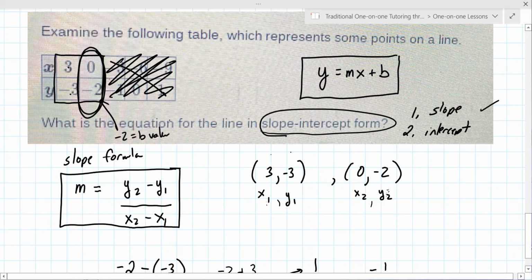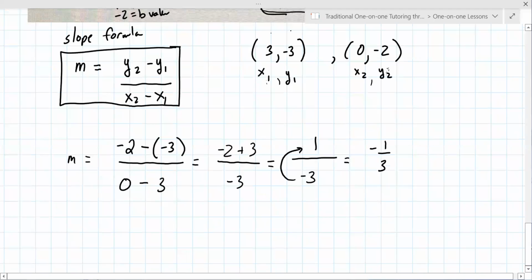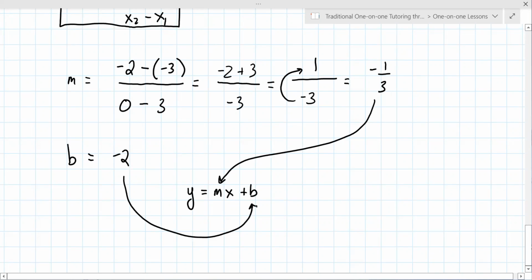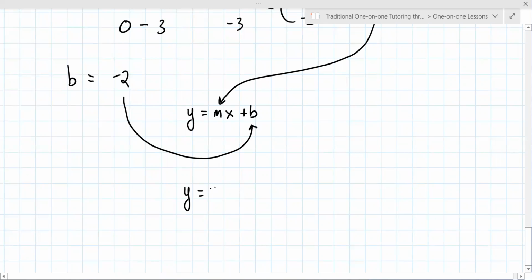And we'll see if more problems are like that. It would probably be good for us to do a couple like this. But your b value from that is -2. And so, just like in the previous problems, you write the equation again and you substitute the things that you know, m and b. So this becomes y equals -1/3 x minus 2. And that's your final answer.